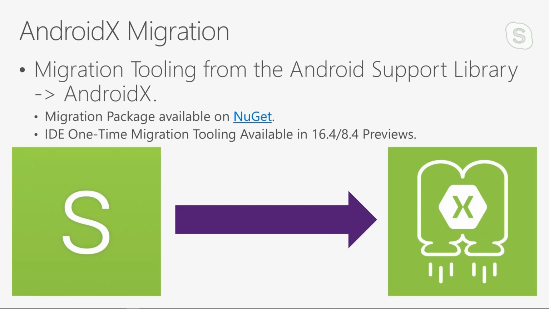This doesn't capture the whole migration process, but Visual Studio also has a one-time migration tooling that is available in the 16.4 and 8.4 previews, for Visual Studio and Visual Studio for Mac. If your project had the old support namespaces, it will migrate all of those to the Android X equivalent and make sure that you can just get started and work on your app.